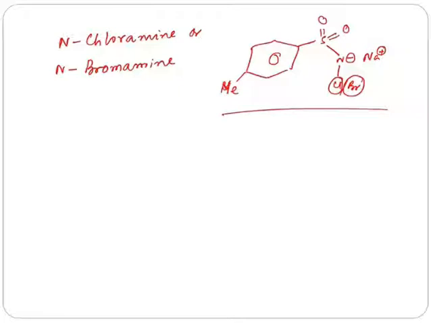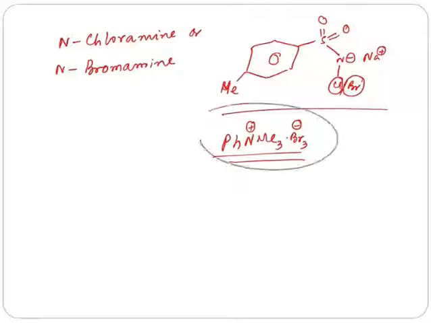Here, one more thing is used, like this, as a source of bromine. We will see the role of this tertiary ammonium bromide in the formation of aziridine ring. Let's see the mechanism.